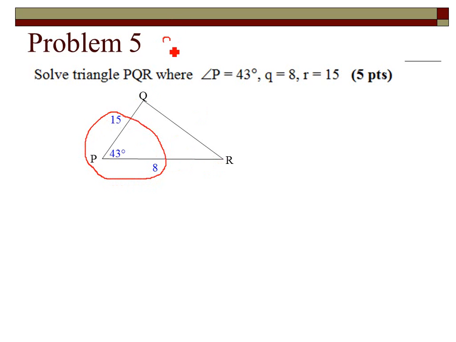So if I've got side, angle, side, I can use the law of cosines. And I will find the missing side over here, which is QR, or side P. So I realize I use the law of cosines. I'm going to find P, which is going to be by itself. So I'll get p squared is equal to 15 squared plus 8 squared minus 2 times 15 times 8 times the cosine of 43.